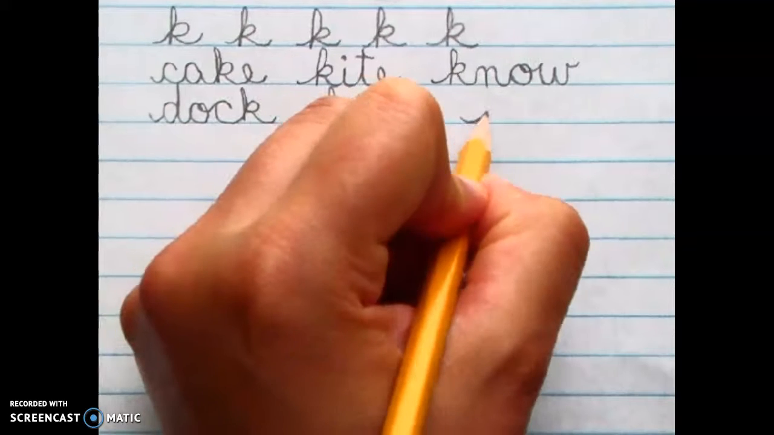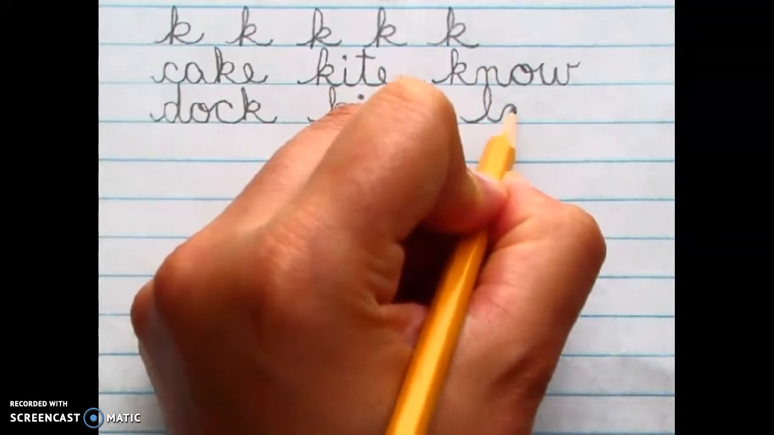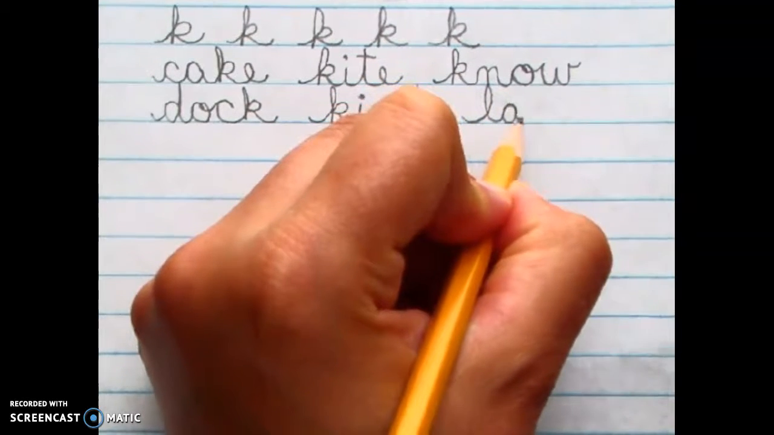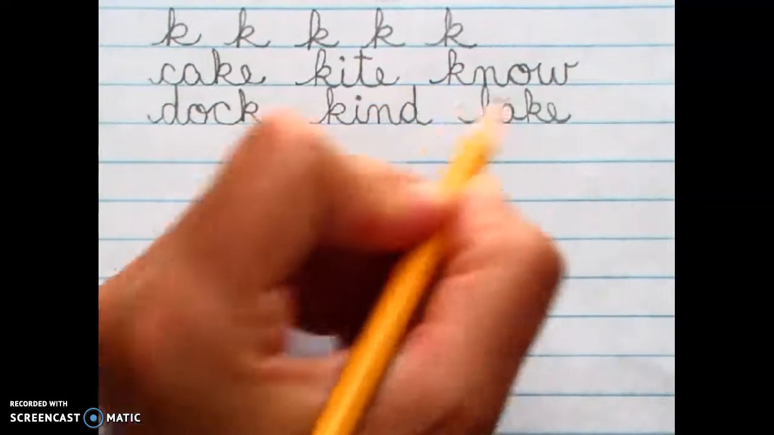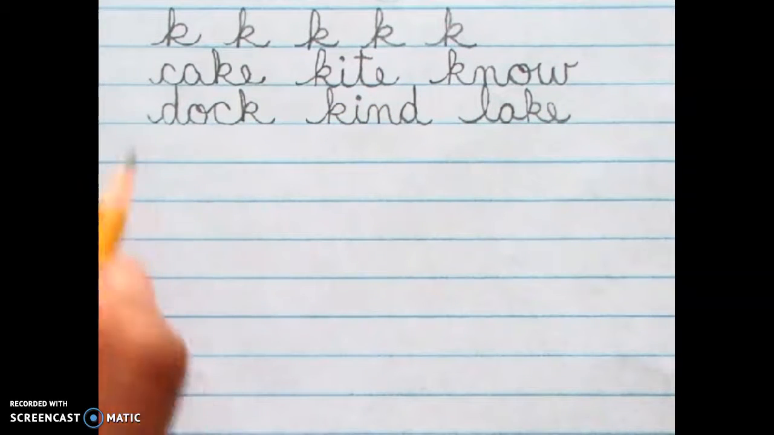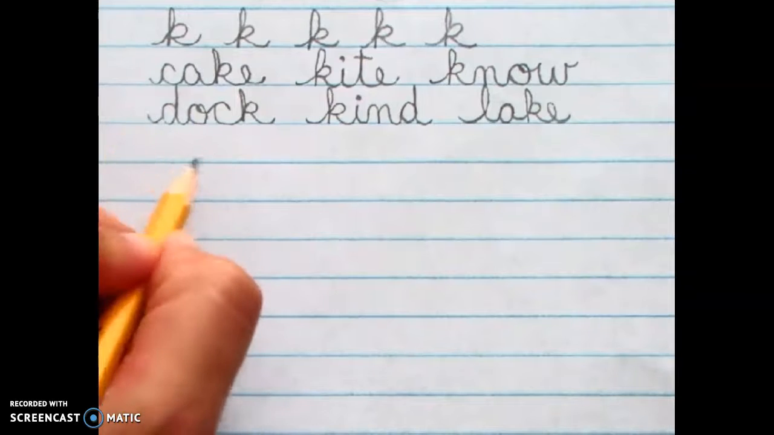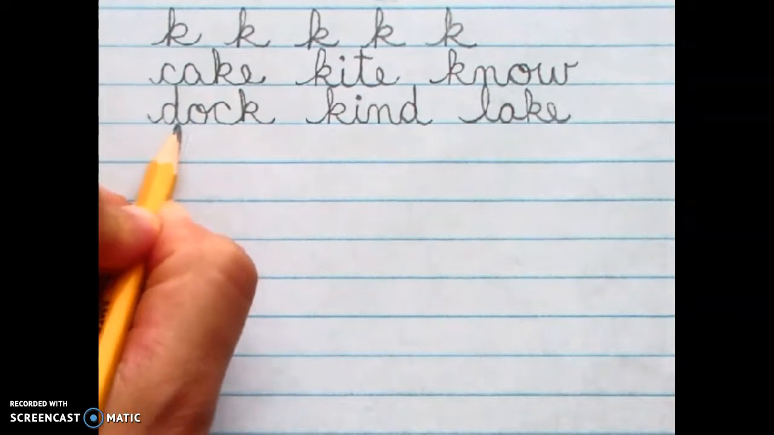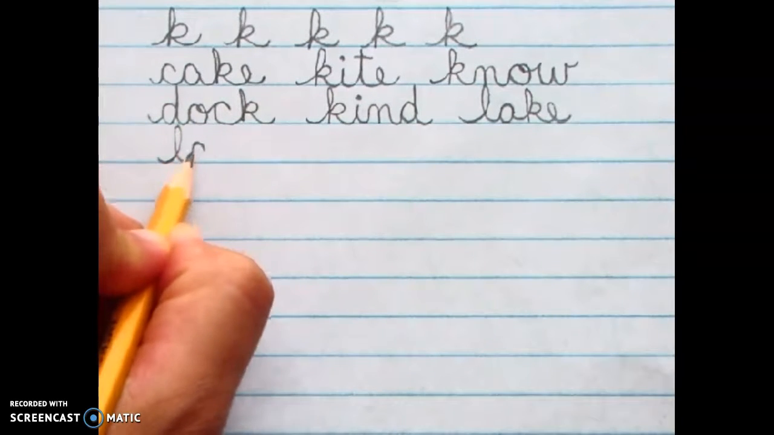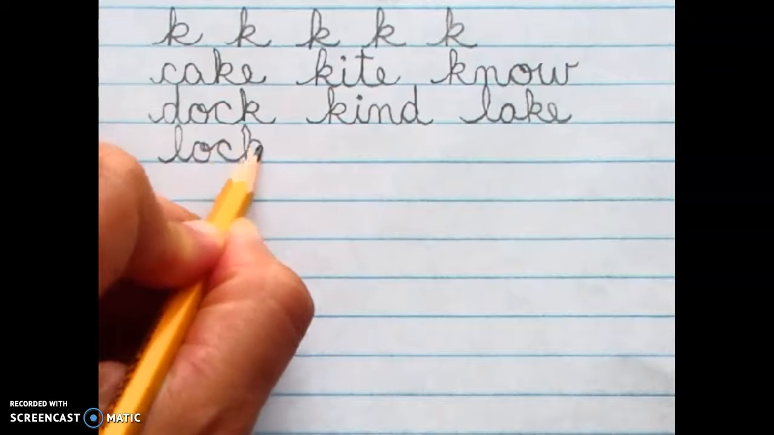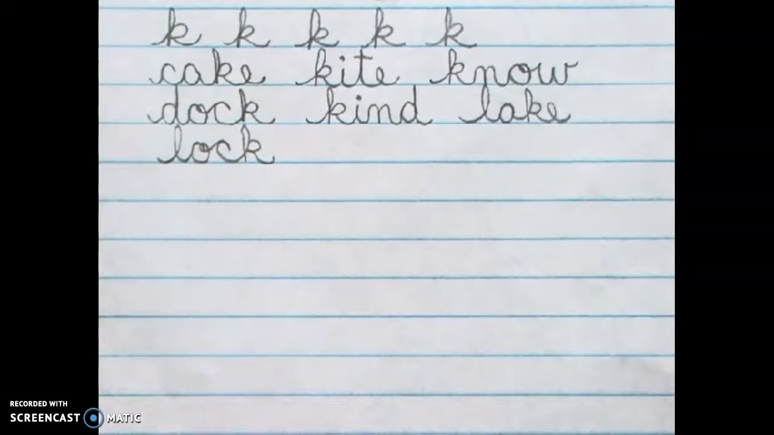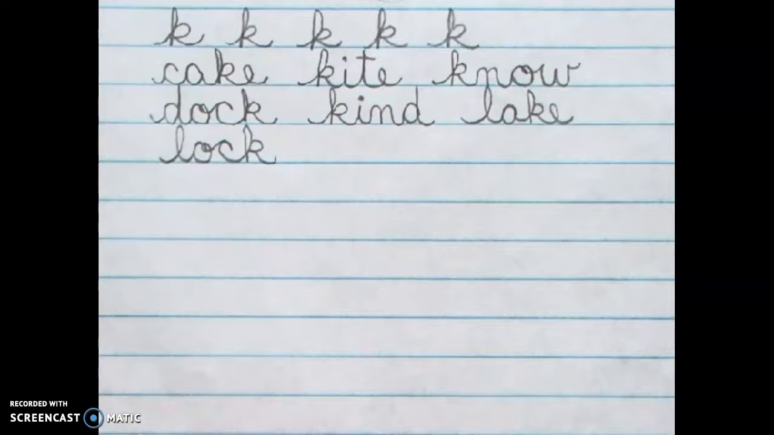Lake, L-A-K-E. And lock, L-O-C-K. We have several words that you can practice today. Practice writing each of your words 3 times so that you feel comfortable with K before you move on to your next letter.